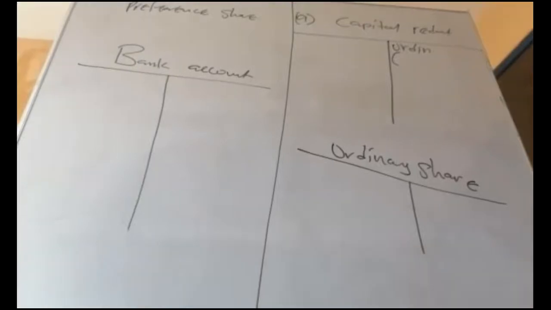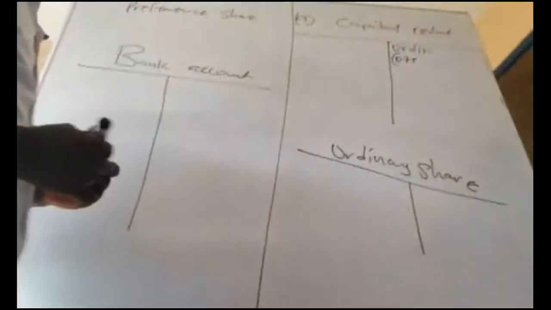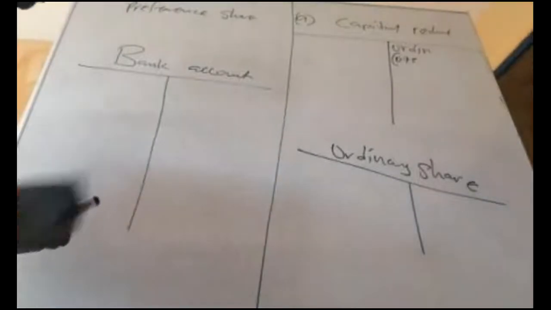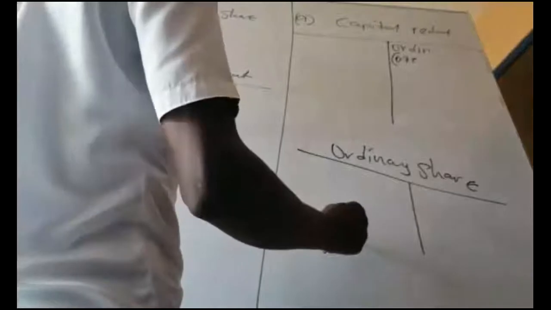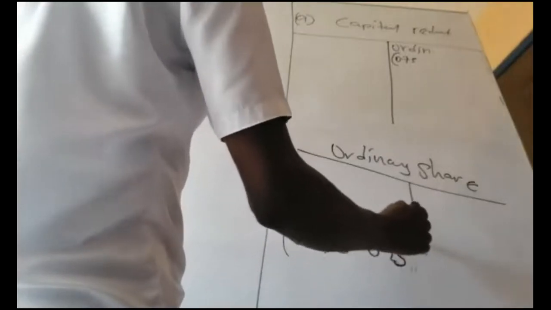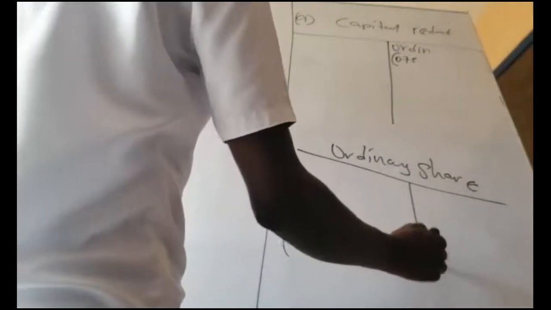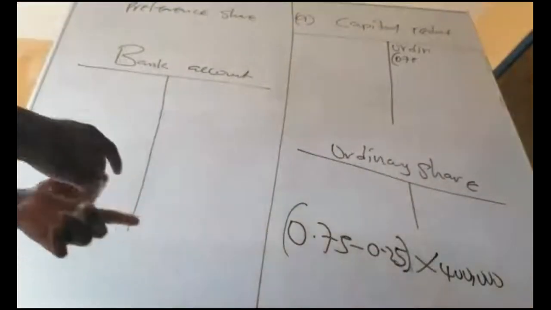Just a second. Okay. So now let's see. So the loss will be 0.75. Let me do the workings here. My board is too small there. I'll do it here. So it will be 0.75 plus the 0.25. Don't forget that the 0.5 is not in the question. Times the number of shares, 400,000. So I'll give 0.5 times 400.